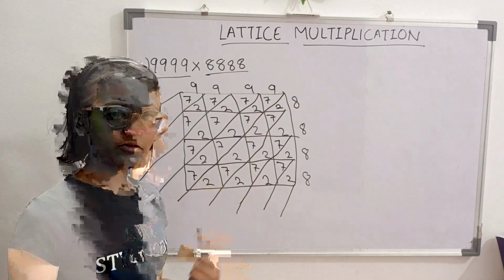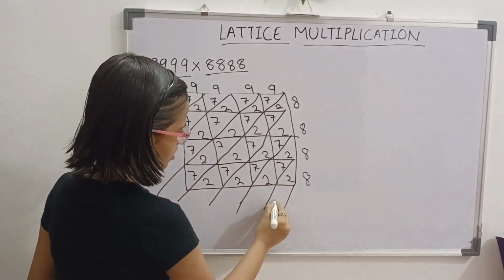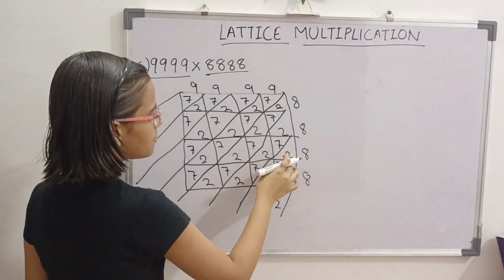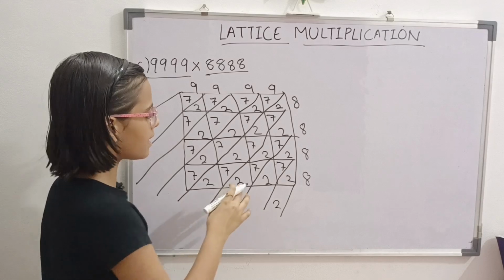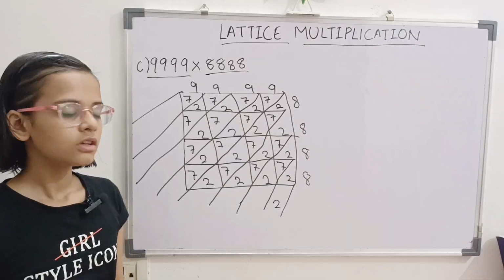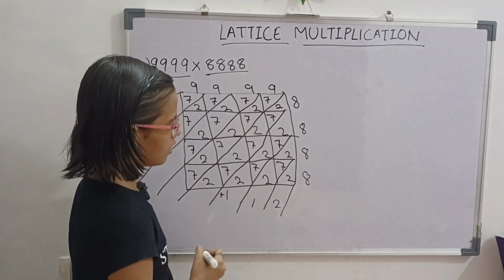So now what we have to do is we have to add these numbers in the rows. So 2 will be written as it is. Then 7 plus 2 equals 9 and 9 plus 2 equals 11. So 11 we can't write here. So 1 will be carried over and 1 will be written here.